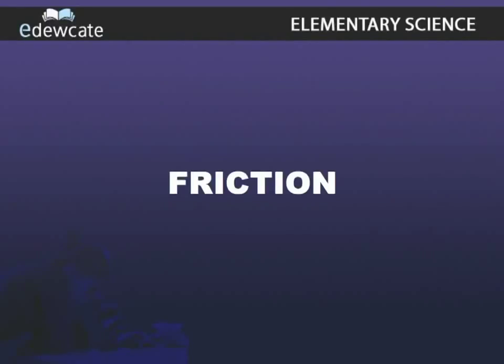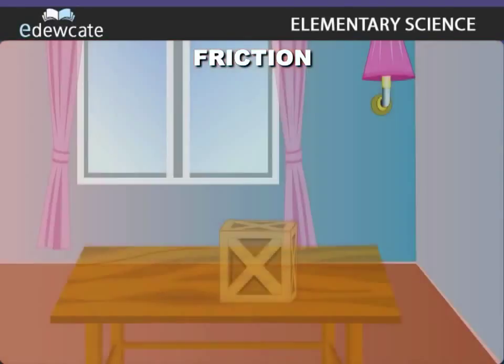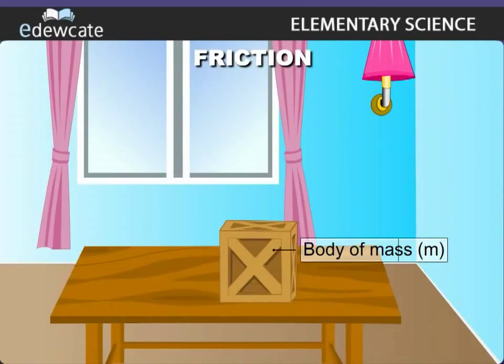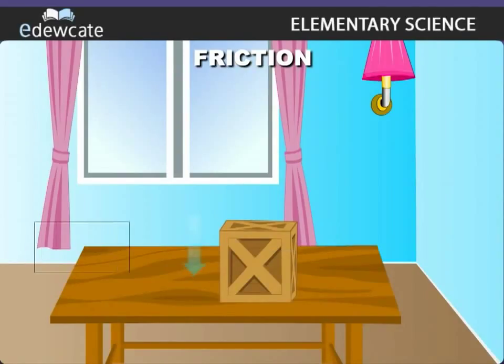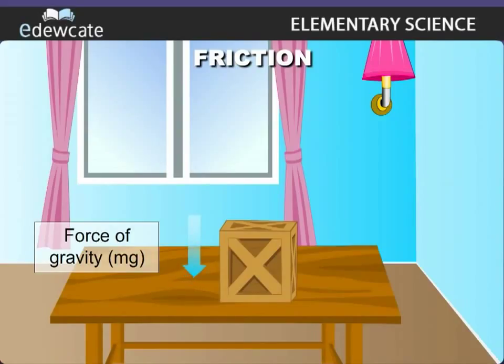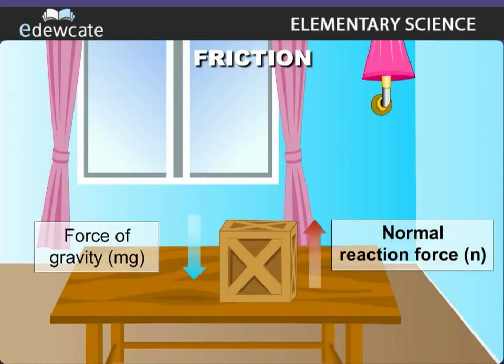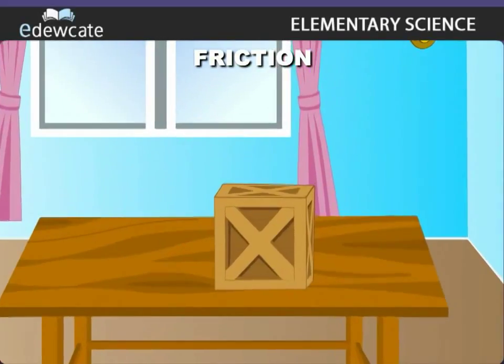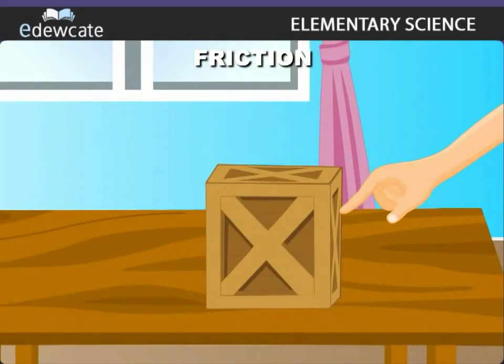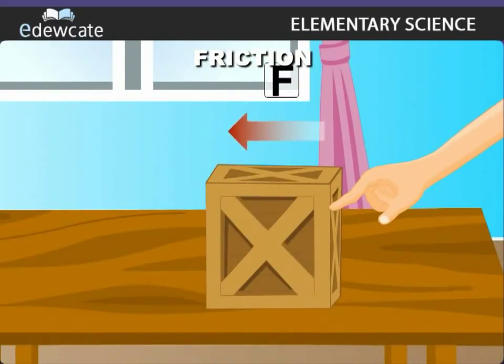This video talks about friction. Consider a body of mass m at rest on a horizontal table. The force of gravity mg is cancelled by the normal reaction force N of the table. Now suppose a force F is applied horizontally to the body.